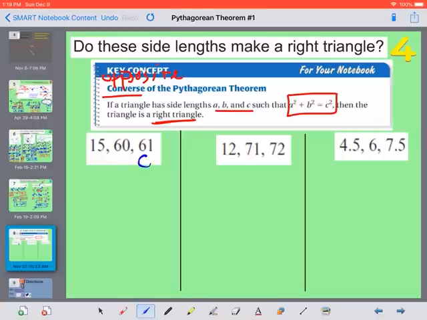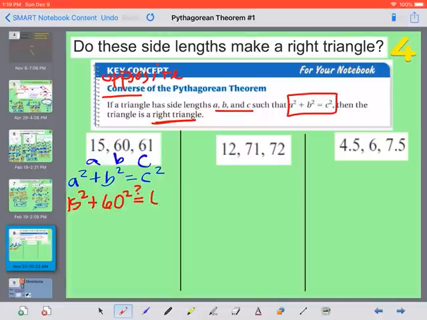So we know c is always our longest side. It doesn't matter which of these two are a and b. We just need to plug them into our equation, our Pythagorean theorem, to see does a squared plus b squared equal c squared. So 15 squared plus 60 squared, we need to see does that equal 61 squared. So 15 to the power of 2 is 225. 60 to the power of 2 is 3,600.